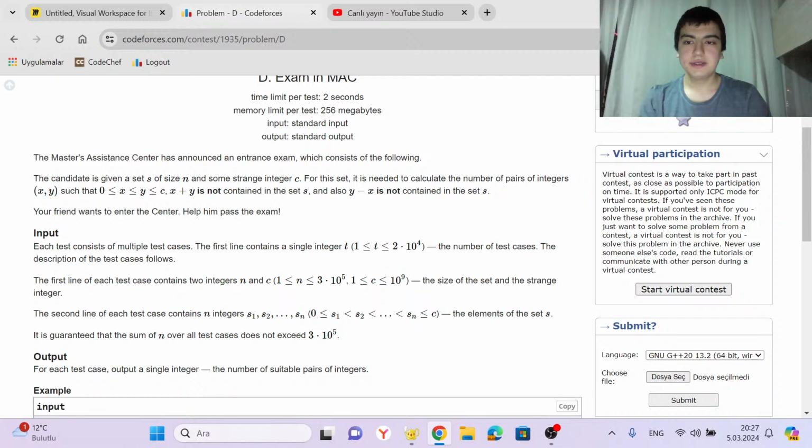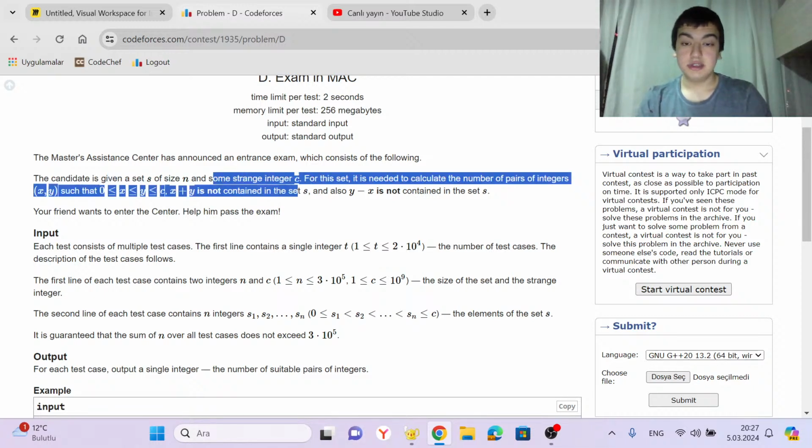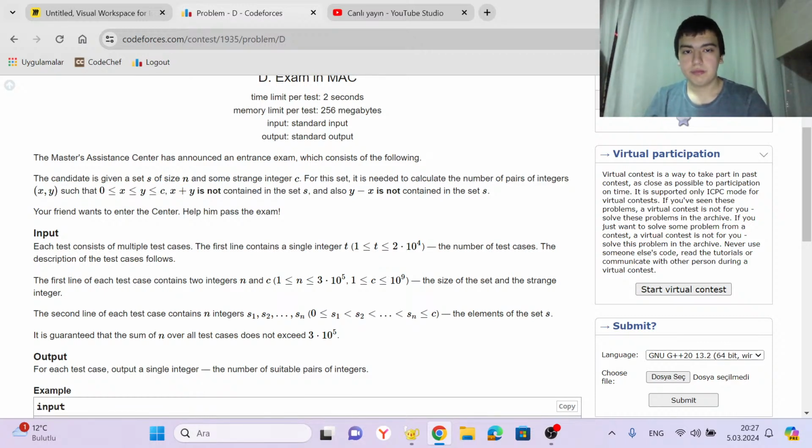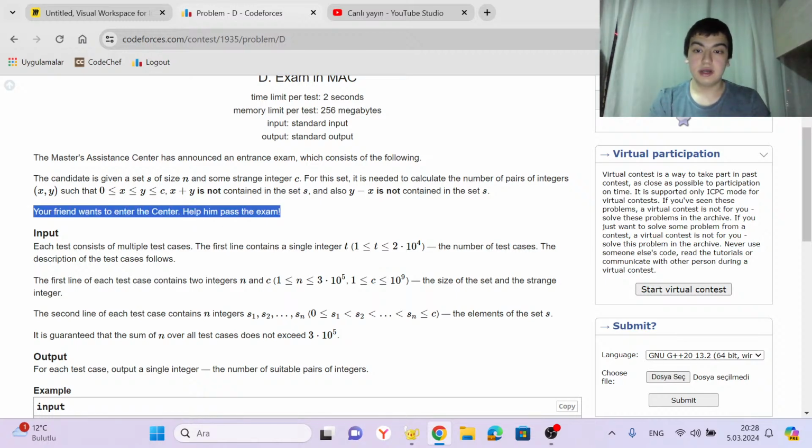In this problem, it says there is a set S with size n and some integer c. We need to count the number of pairs x, y such that 0 is less than or equal to x, less than or equal to y, less than or equal to c, and x plus y is not in the set, and also y minus x is not in the set. You need to answer this question.